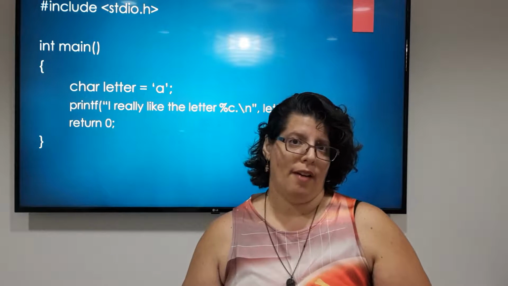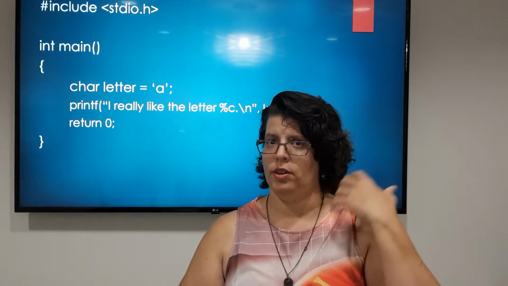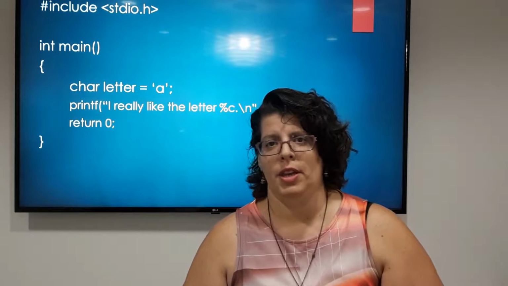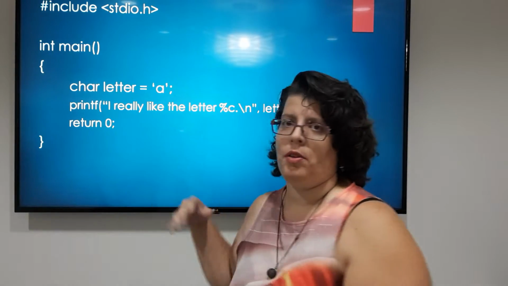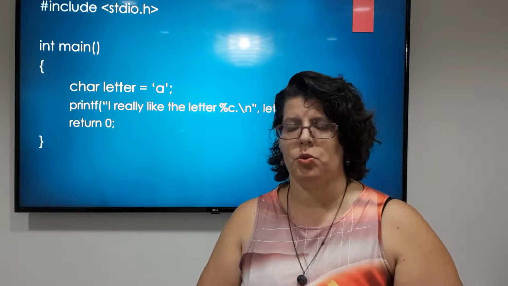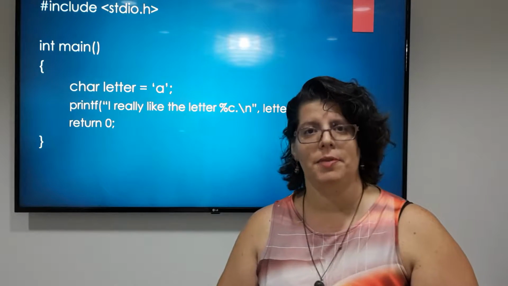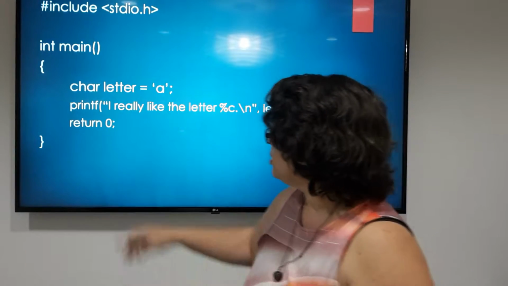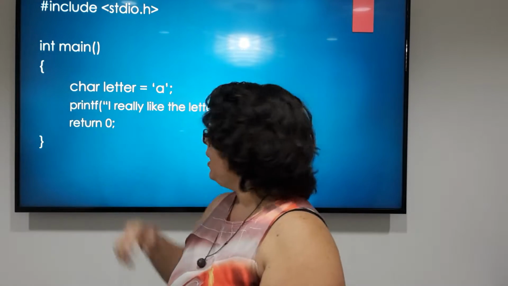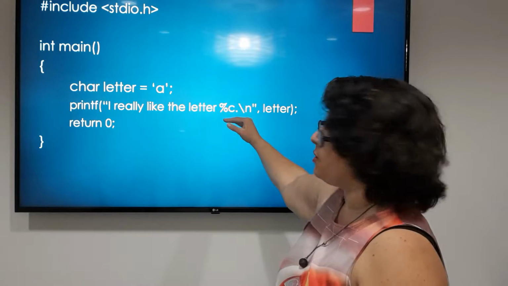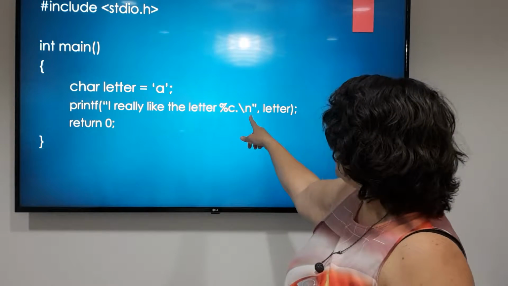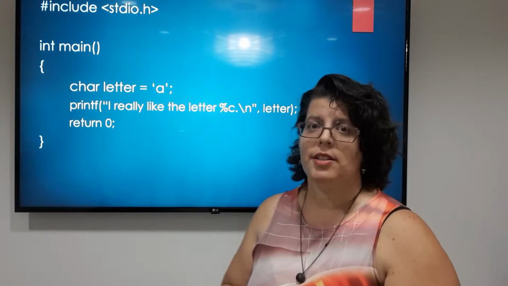Now in our program we have an A in the variable letter, and we're going to use it in a sentence. When we want to show this sentence on the screen, we're going to use the printf command, similar to the last exercise. So we start off with printf, and our sentence is going to read, I really like the letter %c \n, comma, letter. There's a lot of pieces here.